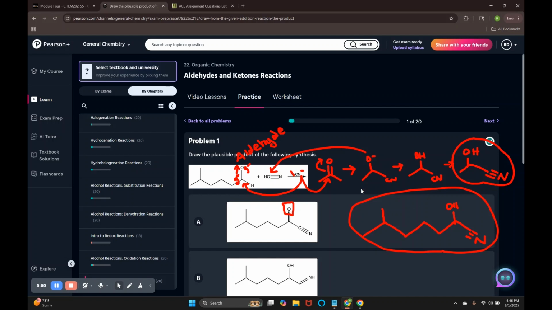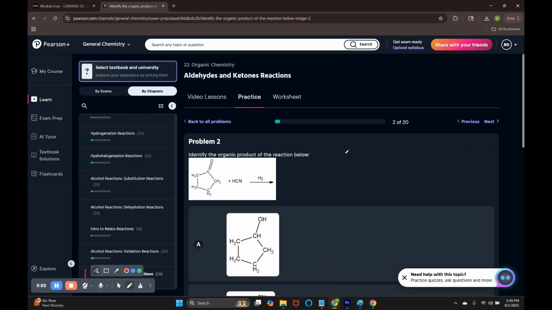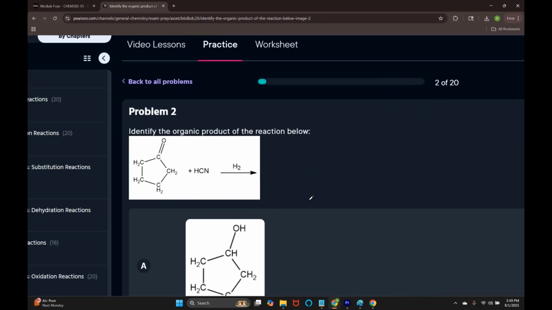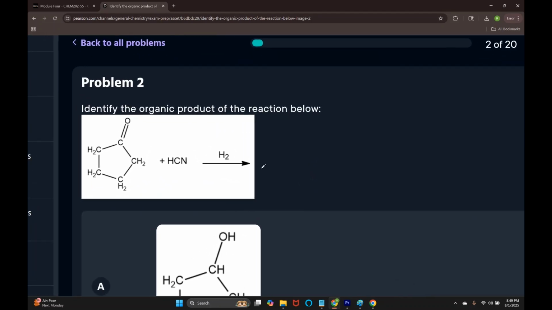All right, let me go ahead and clean all of this up, and then I'll be right back with you to begin the next problem. All right, we're all cleaned up, and we're on to problem 2. We're still in the aldehydes and ketones reaction section here. Let's go ahead and zoom in and see what we have.